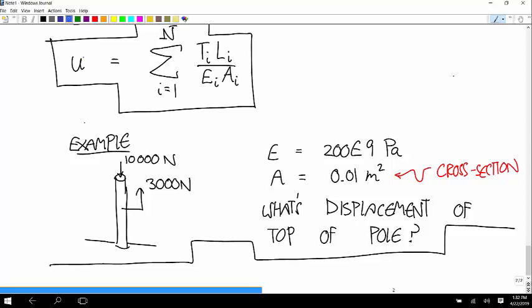Let's see, we need to know some lengths here. So let's say that this is 1 meter and this is 1 meter. And basically we want to know when you apply this load from its resting length, is the pole going to get longer and by how much, or is it going to get shorter and by how much? We could also figure out where this load is applied, would that be higher or lower? Okay, so that's the kind of question we want to ask.